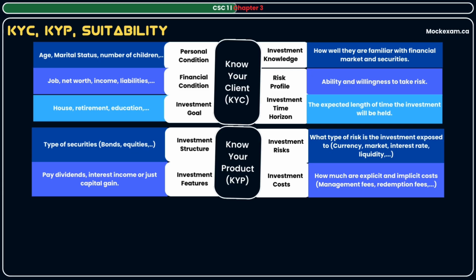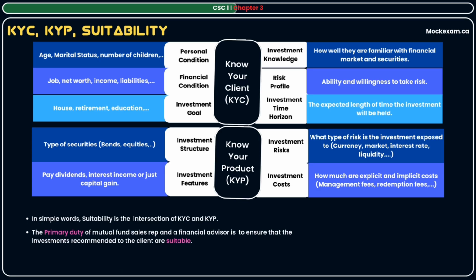Now, let's get to suitability. In simple words, suitability is the intersection of KYC and KYP. Suitability ensures every recommendation fits the client's unique situation. For example, when a client wants to make a trade, you need to make sure it fits the client.